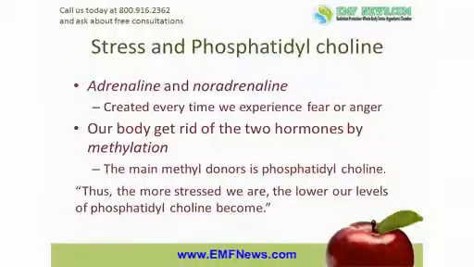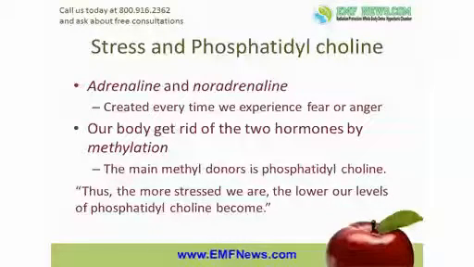Adrenaline and noradrenaline are 2 other examples. These 2 hormones are created every time we experience fear or anger. While they are useful in emergencies, if they stay in the body for more than a short time, they can cause terrible damage. Methylation is the pathway the body uses to get rid of both adrenaline and noradrenaline. One of the main methyl donors for the methylation pathway in the body is phosphatidylcholine. Thus, the more stressed we are, the lower our levels of phosphatidylcholine become.